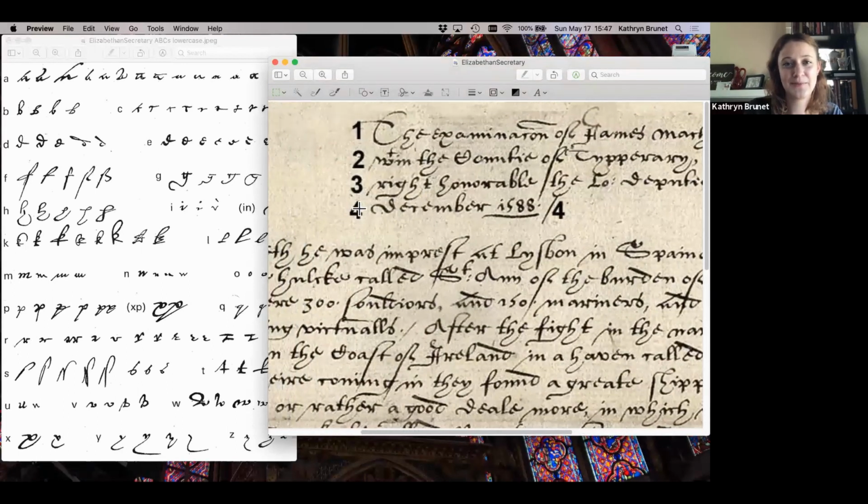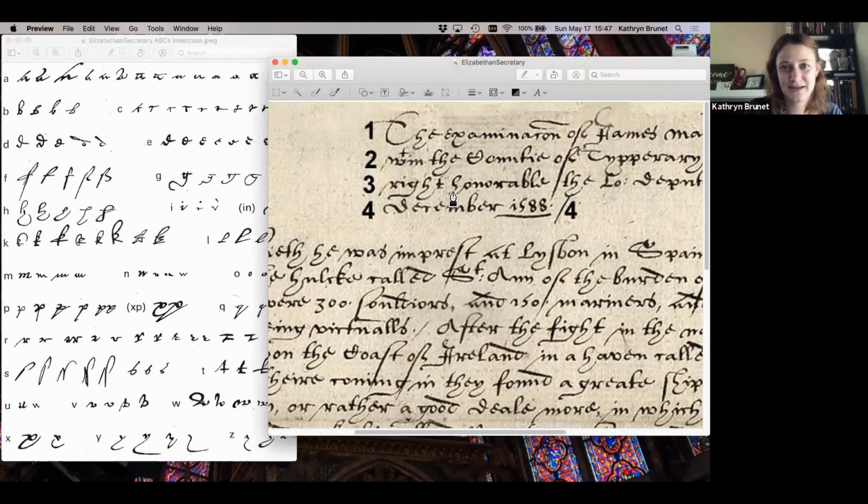I hope this can help you. This is all context here. This is a date. This says 1588. So then we can assume that in a record like this, this will be a month. So this is December 1588. So how is this December?